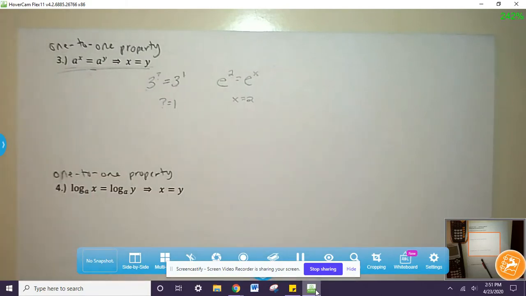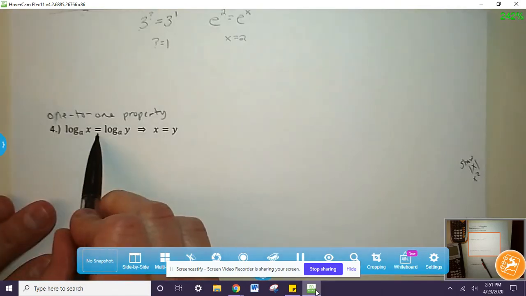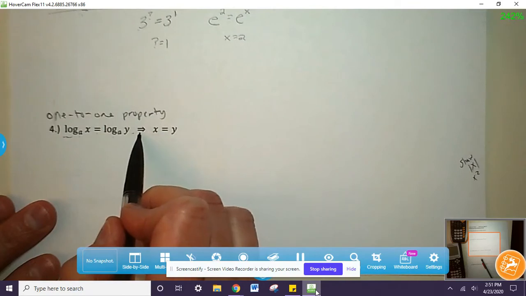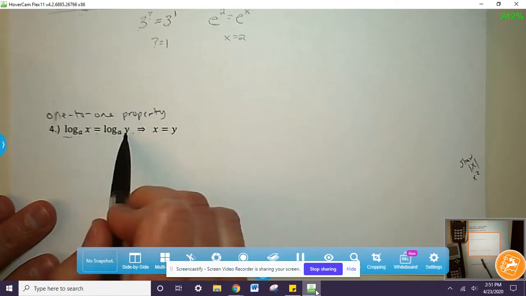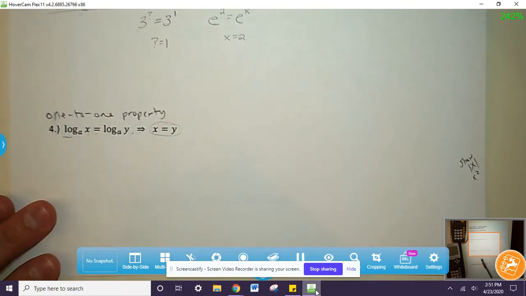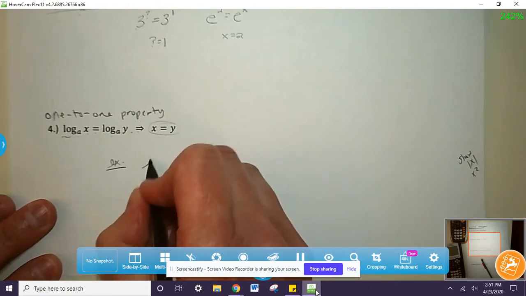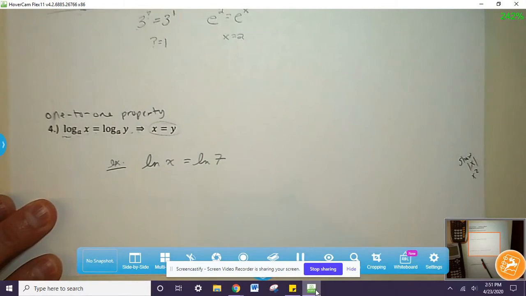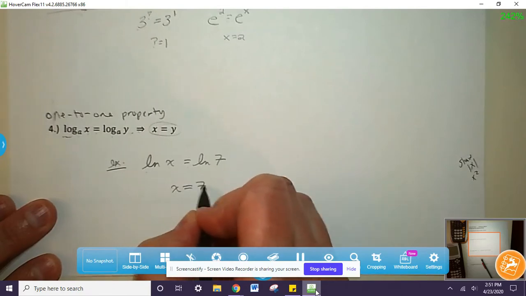And it works the same with logs. So if you have 2 logs that are equal to each other with the same base, then that implies you can conclude that the 2 expressions inside are equal to each other. So where we're going to see this is like if we had an equation that said natural log of x equals natural log of 7. I don't think you need a property to solve this. If the natural log of x equals the natural log of 7, what is x? It has to be 7.